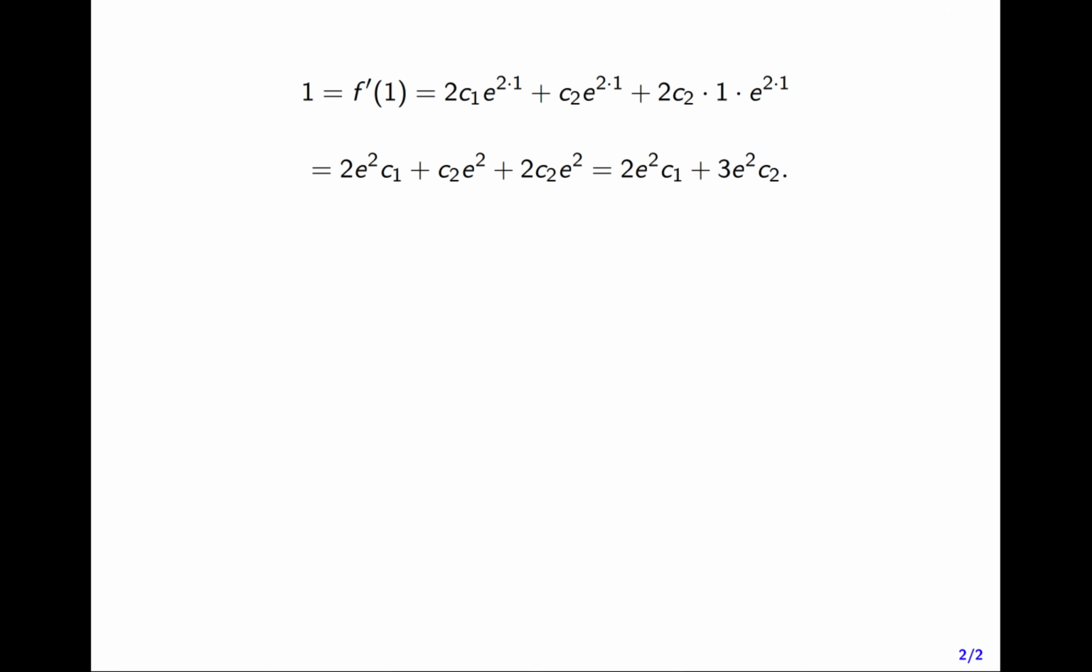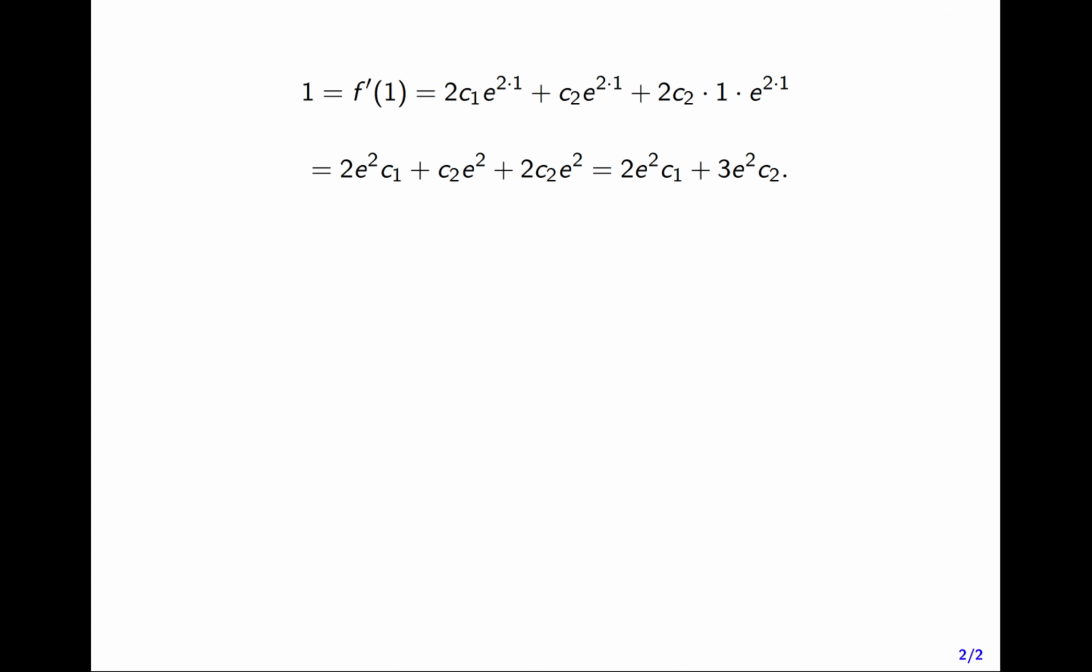And then I'll look on this new slide at my first derivative initial condition. 1 is equal to f prime of 1. And that, because I diligently calculated my derivative, is 2c1 e to the 2 times 1 plus c2 e to the 2 times 1 plus 2c2 times 1 e to the 2 times 1. And that becomes 2e squared c1 plus c2 e squared plus 2c2 e squared. I'll put those last two terms together. That's 2e squared c1 plus 3e squared c2.